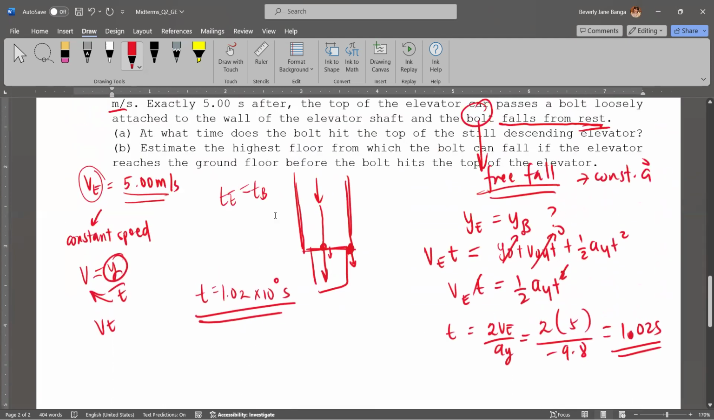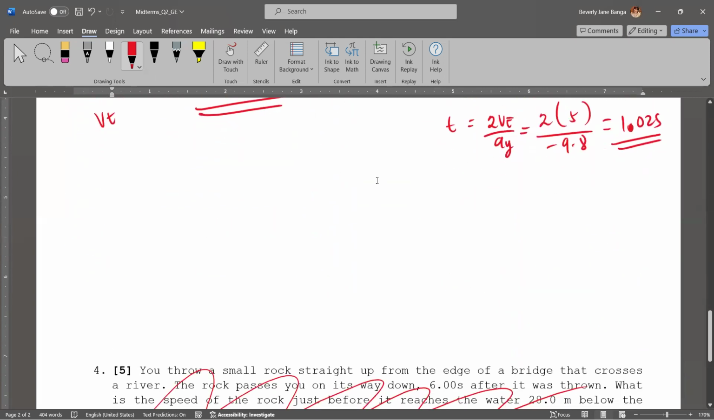Okay, so the next question is, estimate the highest floor from which the bolt can fall if the elevator reaches the ground floor before the bolt hits the top of the elevator. So, kumbaga, di ba pababa yung elevator? Ano kaya yung highest na pinanggalingan daw nung bolt, no? Ano yung pinakamataas na pwedeng pinanggalingan ng bolt kung nakarating na muna sa ground floor yung elevator bago siya ma-hit nung bolt. Okay?